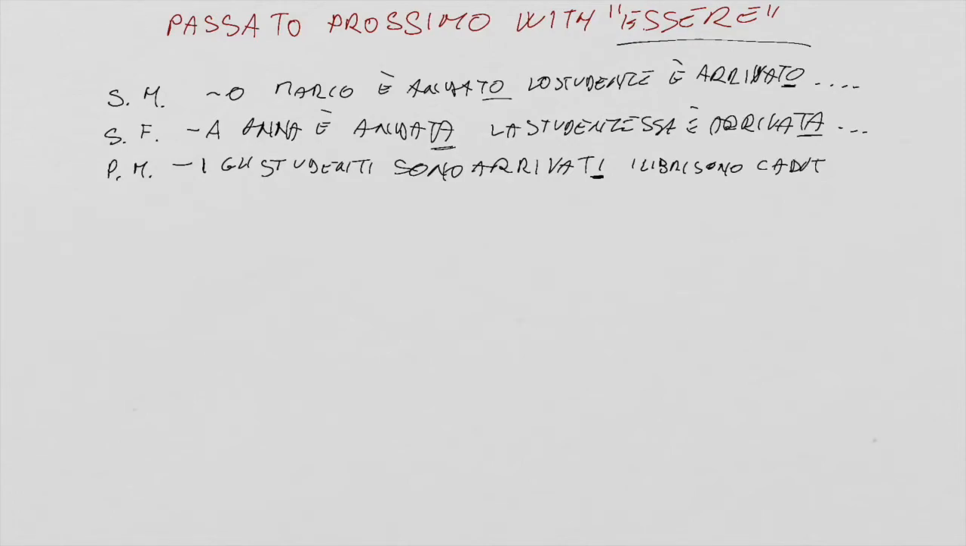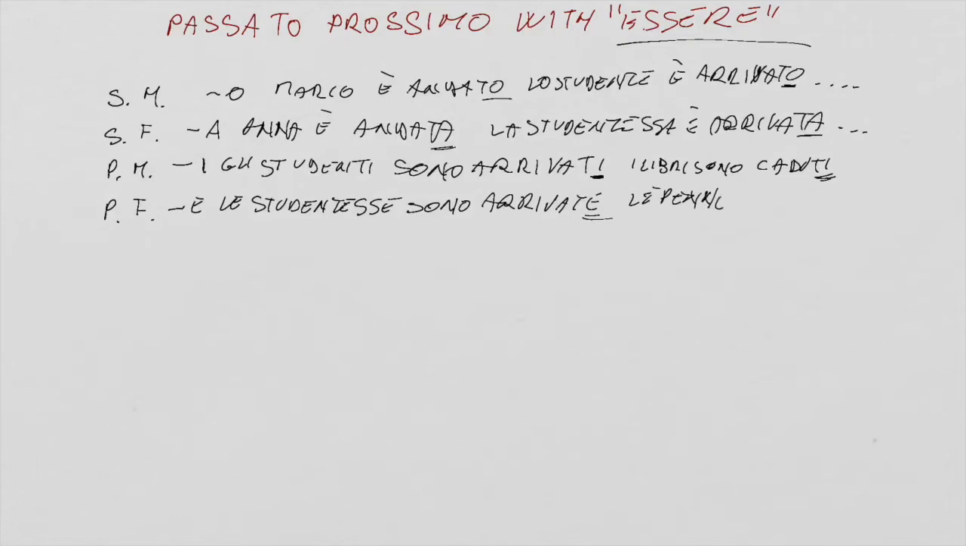If instead the subject is plural but feminine, the past participle ends in e. Le studentesse, students, but female. Le studentesse sono arrivate. Le penne sono cadute. The pens fell.